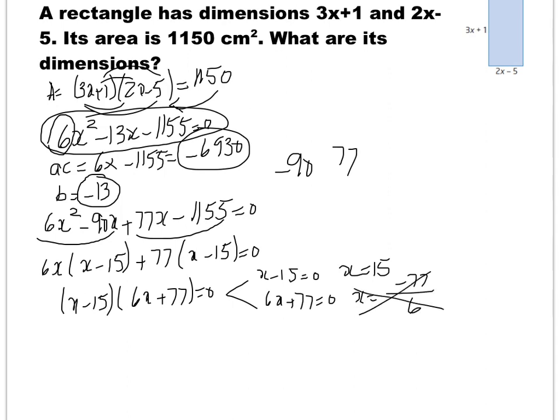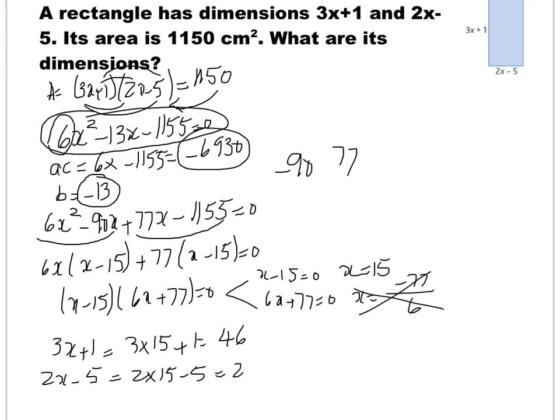This is not acceptable because the dimensions can't be negative, so the answer is x is equal to 15. So 3x plus 1 becomes 3 times 15 plus 1, which is going to be 46, and 2x minus 5 is going to be 2 times 15 minus 5. 2 times 15 is 30, minus 5 is 25. So the dimensions of the rectangle are 46 and 25.